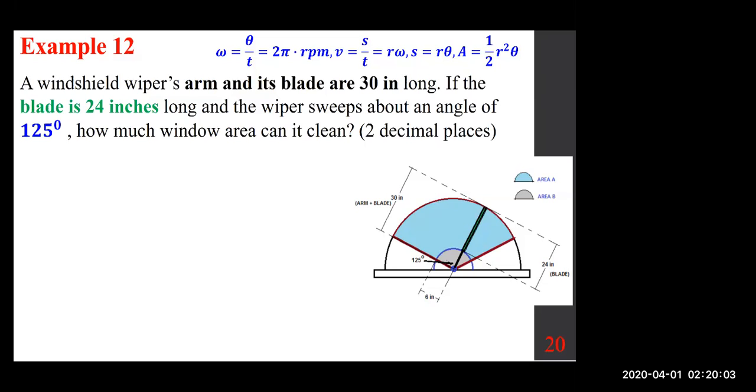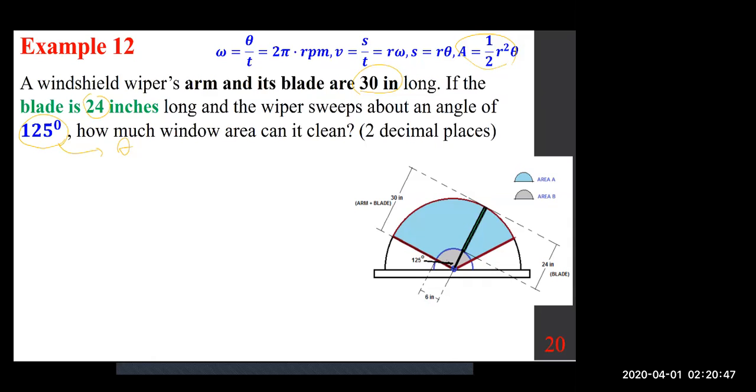Okay, so first, it is important to understand what's going on here. We want to use the area of a sector, which is 1/2 r squared theta. This is the formula we need, but it's important to know what we are dealing with. Arm and blade gives us one radius, which is long, 30 inches. But the blade is only 24, which means we have to calculate A equals 1/2 r squared for both of them and look at the difference, and this is the theta.